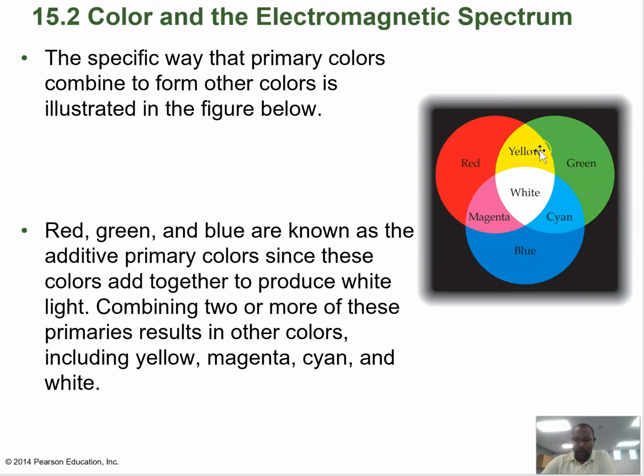Red, green, and blue are known as additive primary colors, since these colors add together to produce white light. Combining two or more of these primary colors results in yellow, magenta, cyan, and white.